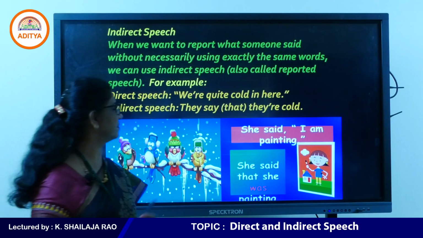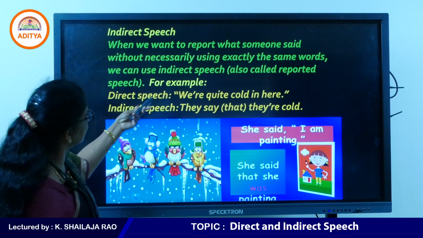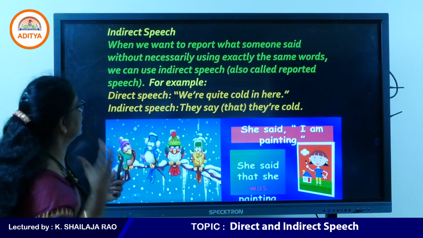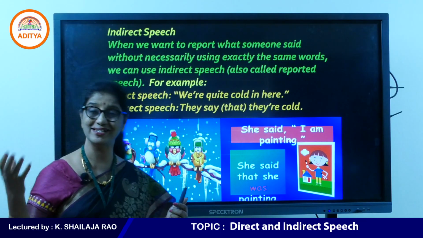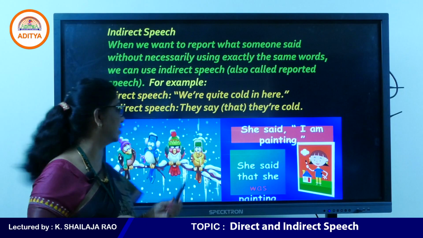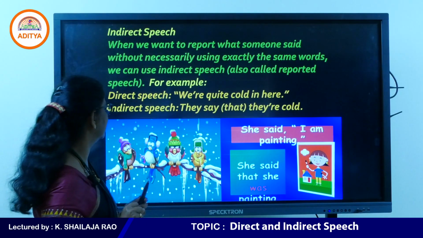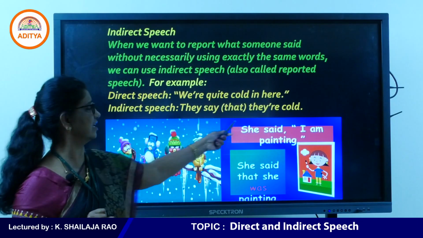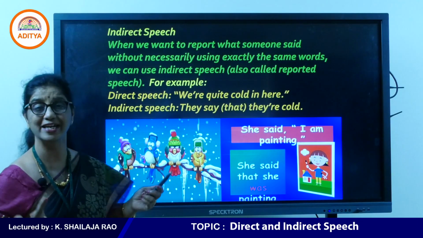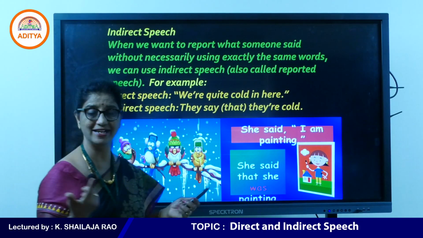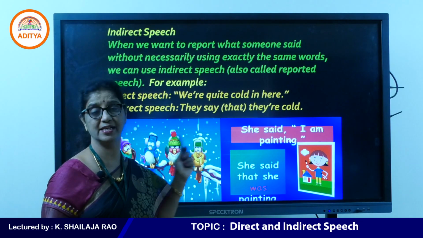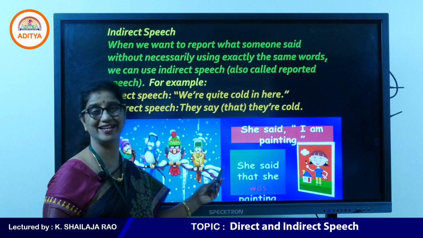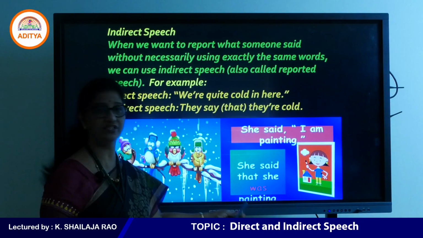So what is indirect speech again? It is like using the same words but in an indirect way. What someone said without using exactly the same words. Like, "We are quite cold in here." They said they were cold in there. They said they're cold. Or you can say "in here", or "there". Even this gives the same meaning. They said they were cold. "I'm painting." She said that she was painting.